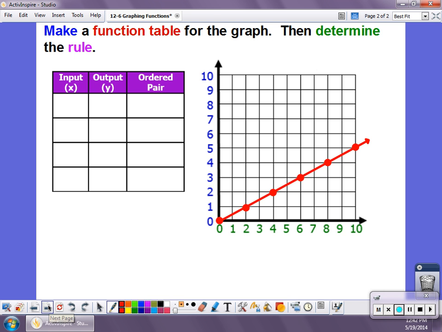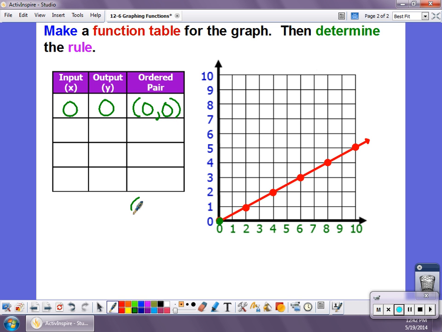Now, sometimes they'll give you a graph and they want to know what's the rule for the graph. The easiest way to do this is going to be to create a function table. So you can pick any points on this line. I'm going to start here with 0, 0. My input value is 0, and my output value is 0. And I know that because my ordered pair is 0, 0.